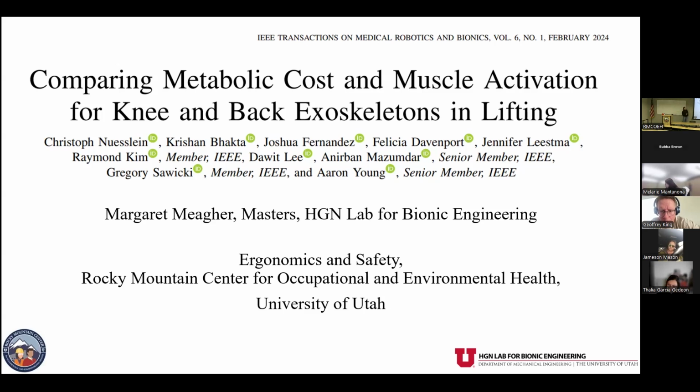And today I'm going to be talking about a paper out of Aaron Young's lab out of Georgia Tech. The name of the paper is Comparing Metabolic Costs and Muscle Activation for Knee and Back Exoskeletons in Lifting. A little bit of a mouthful.